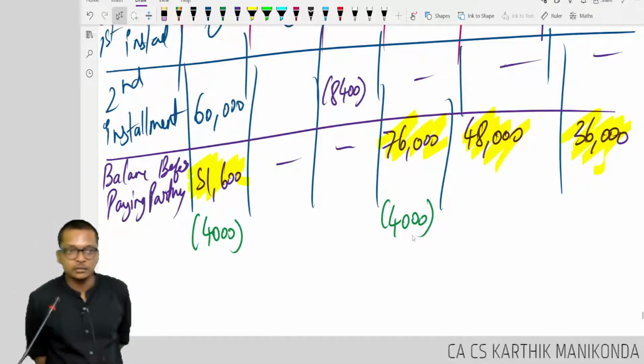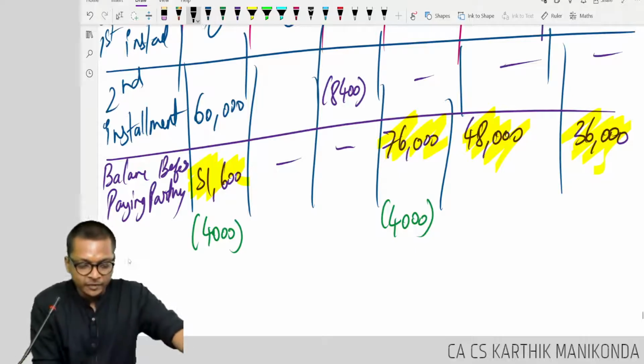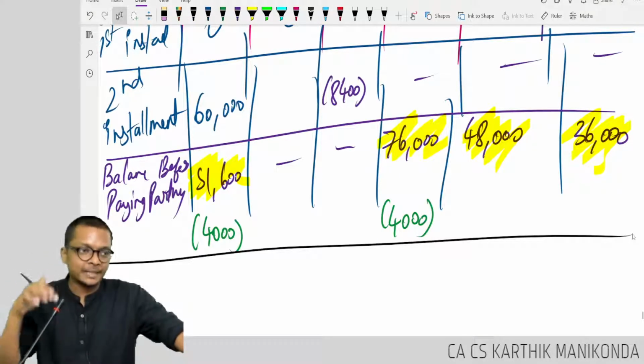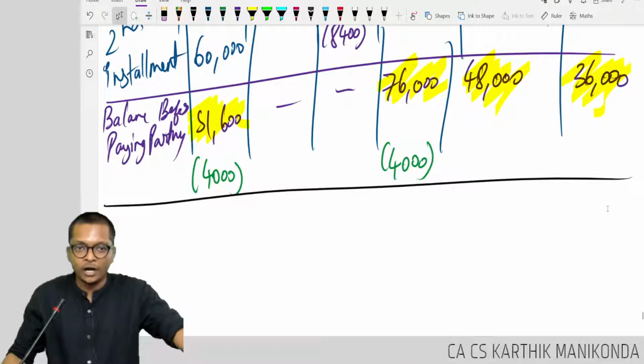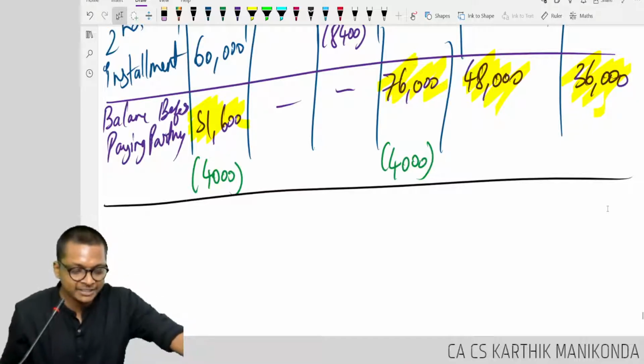Are you following? Now you find the balance after paying A. Do it multiple times, no problem, so that you don't make mistakes. After paying A 4,000, how much is left?